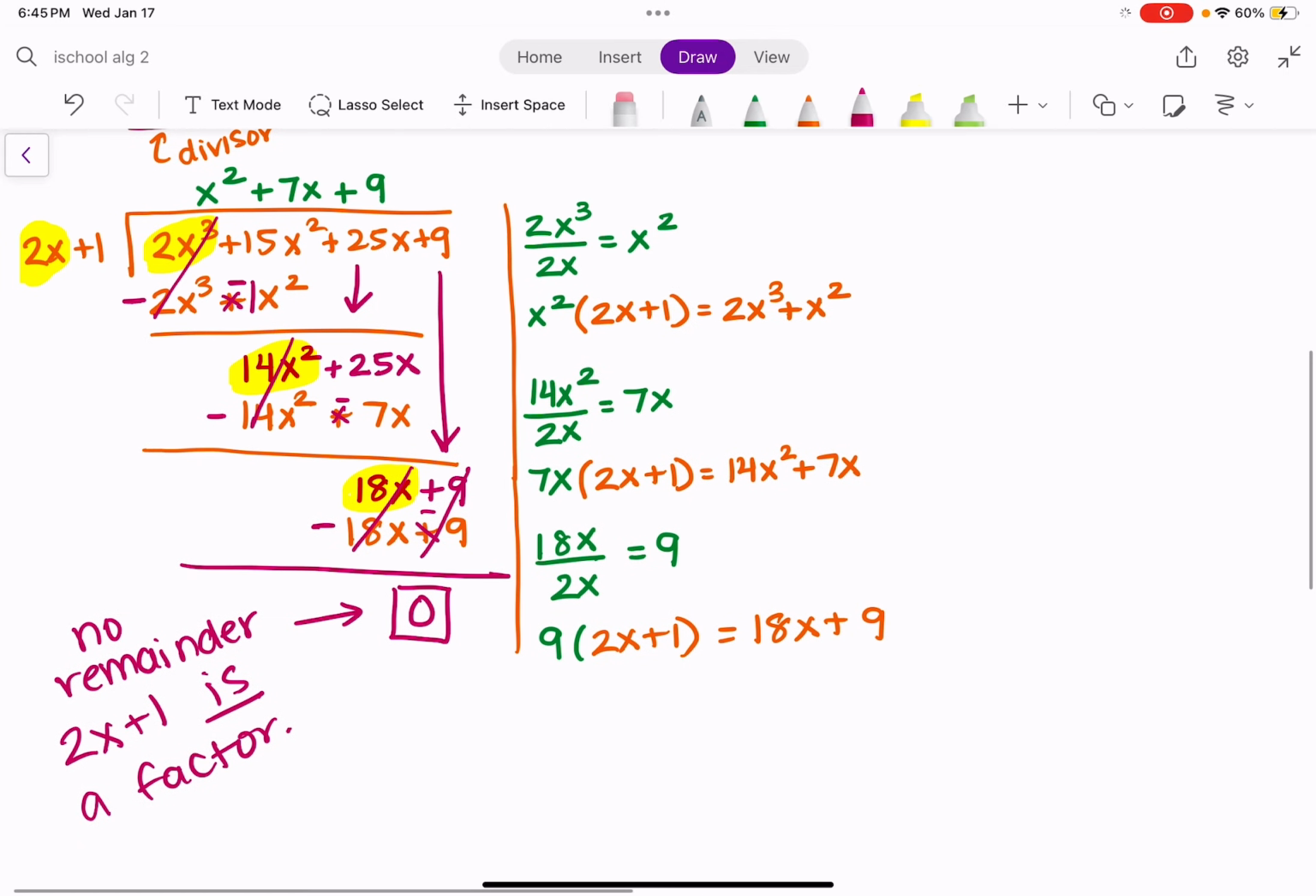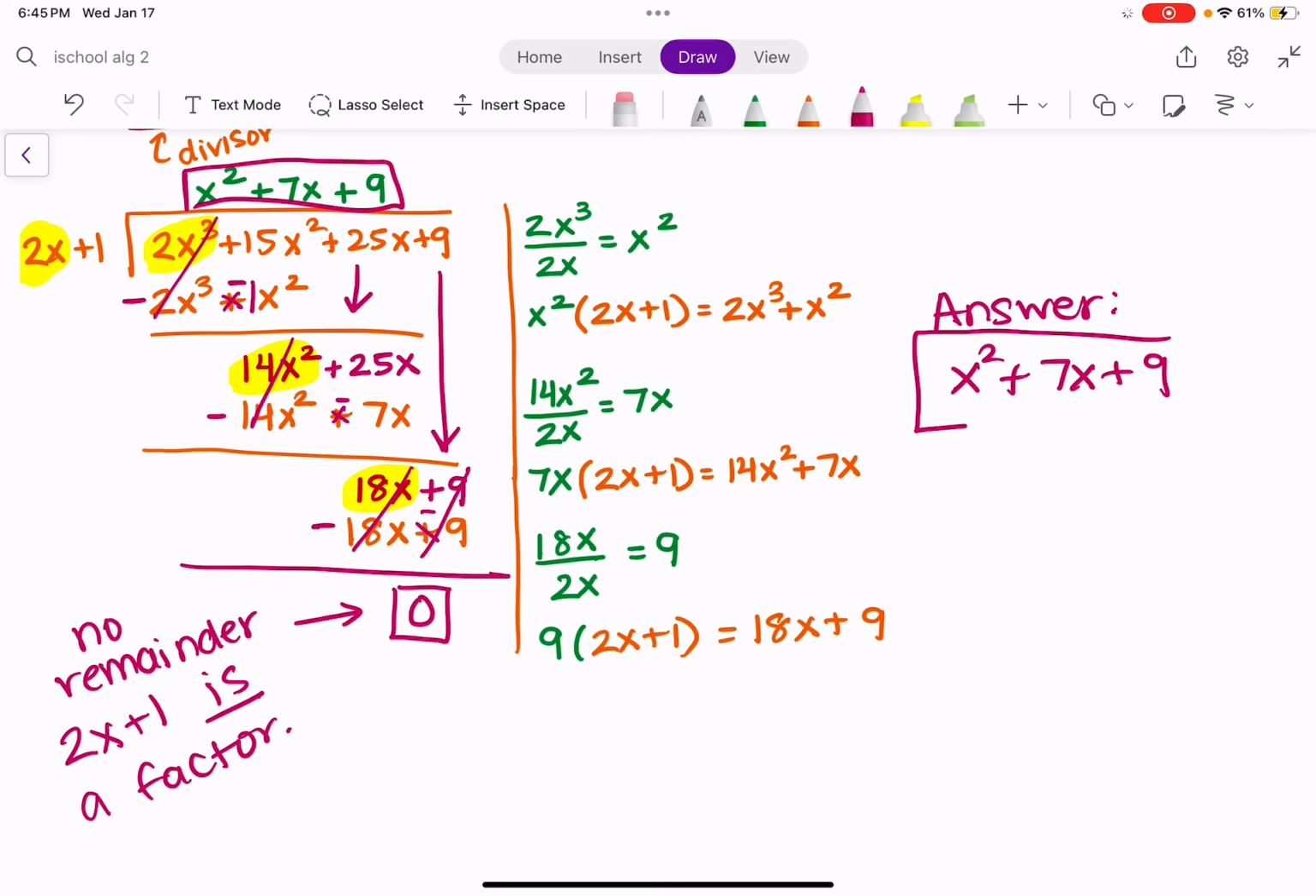Oh, and sorry, wait, last thing. This right here is my answer. So when you divide, like in Delta Math, you would put x squared plus 7x plus 9. Okay? So that is your answer.